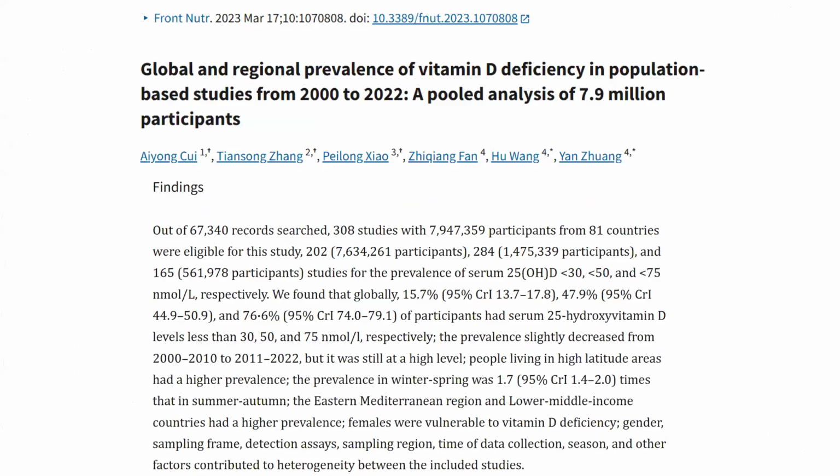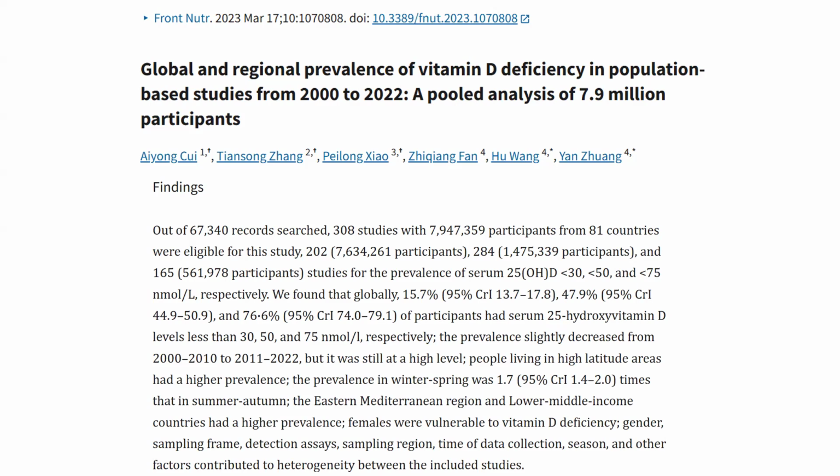Calcium should be given. So this is the global and regional prevalence of vitamin D deficiency in population-based studies from 2000 to 2022. This is a pooled analysis of 7.9 million participants. And you can see that 15.7% people had the level of less than 30, and 47.9% people were deficient with the level less than 50, and 76% people were deficient with the level less than 75.